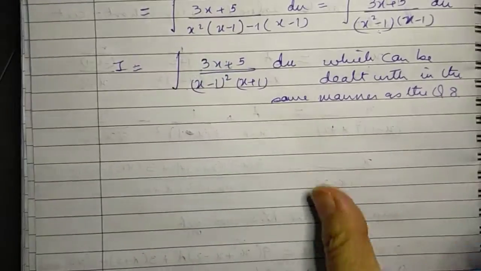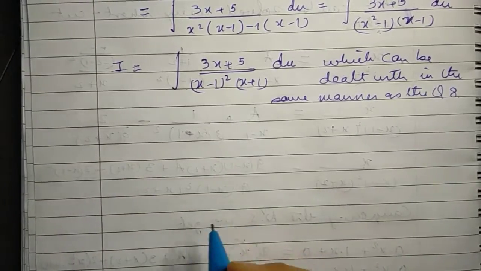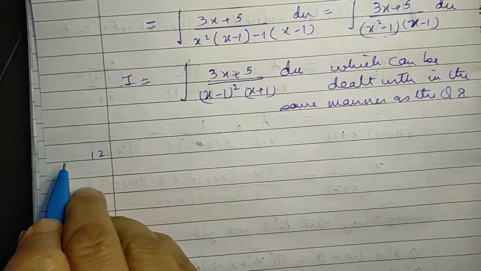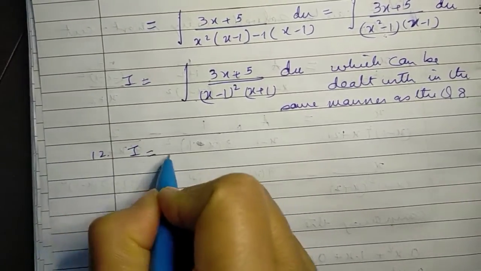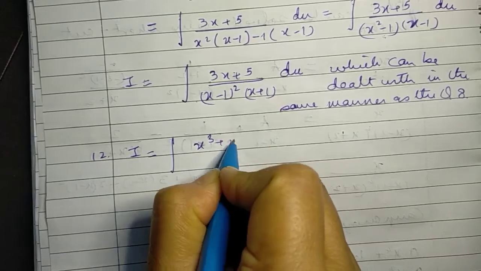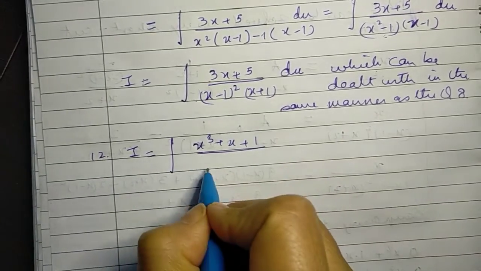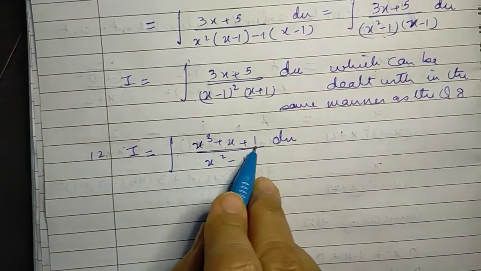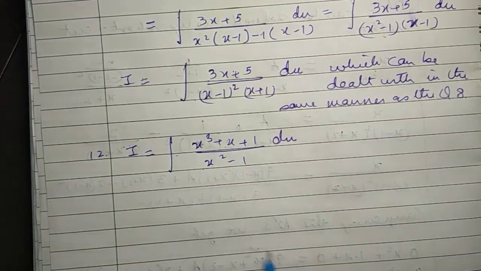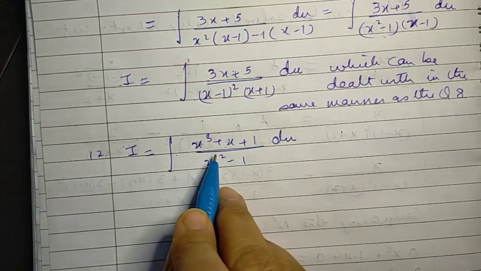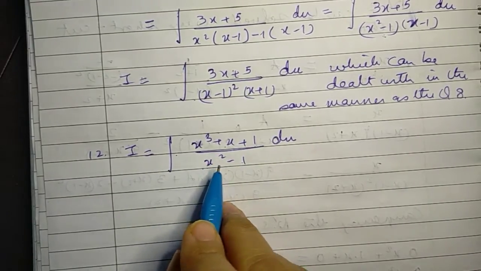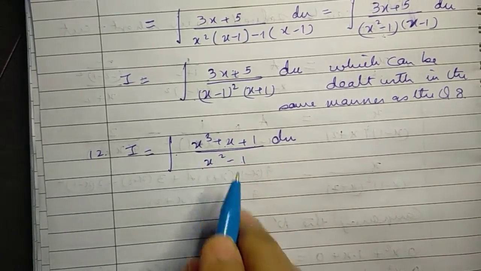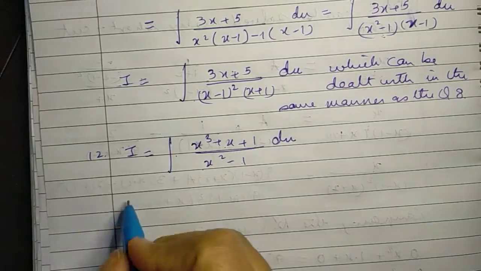Okay, now we come to yet another kind, that is question number 12. Now question number 12 says I is equal to x cube plus x plus 1 whole upon x squared minus 1 into dx. x cube plus x plus 1 upon x squared minus 1. Very obviously it is an improper rational function. Okay, so we need to first convert it to a proper rational function. So what do we get?